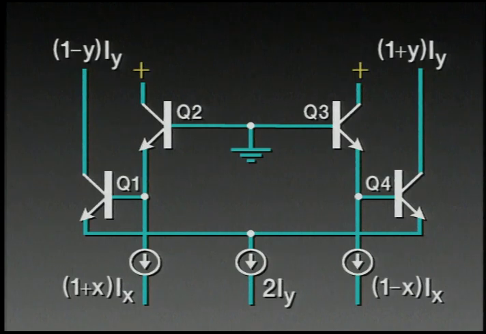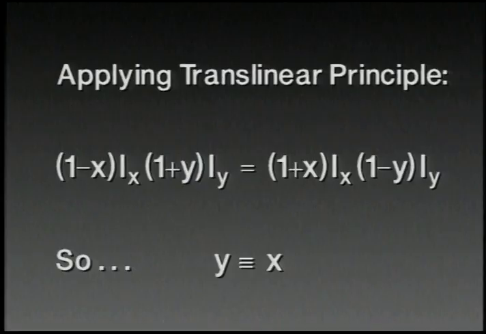We're interested in determining the output current, in this case again in differential form, 1 minus Y times IY and 1 plus Y times IY. And we can do that by directly applying the translinear principle, again without any reference to the voltages. In the clockwise direction we have 1 plus X IX times 1 minus Y IY. In the counterclockwise direction, 1 minus X times IX times 1 plus Y IY. And if we solve that very simple equation, we'll find that Y is always equal to X, no matter what IX and IY might be.